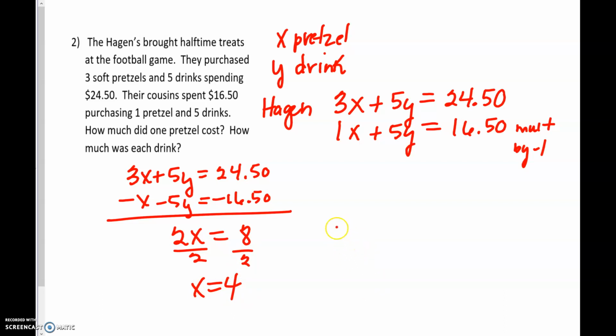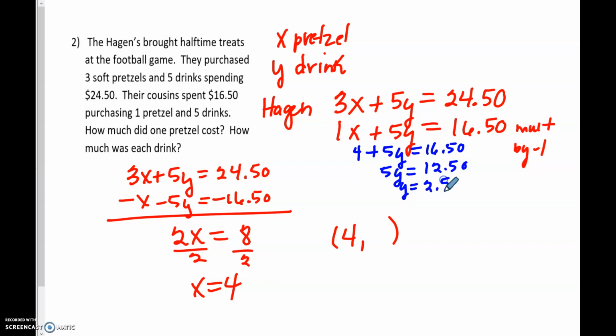So in my solution, I know I have 4 comma something. So let's put a 4 in here for x. So 4 plus 5y equals 16.50. Let's subtract 4 from both sides. So 5y equals 12.50. I'm going to grab my handy dandy calculator and take $12.50 and divide by 5. And I get 2.5. So y is 2.5.